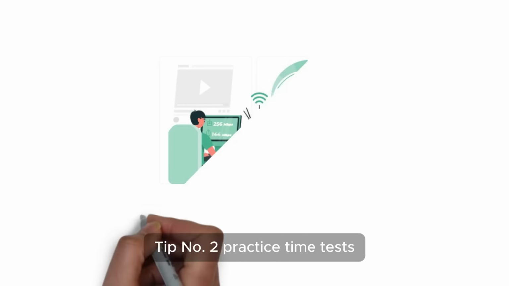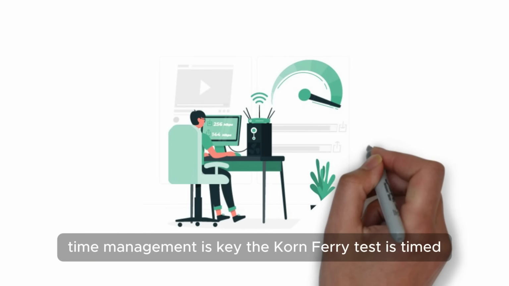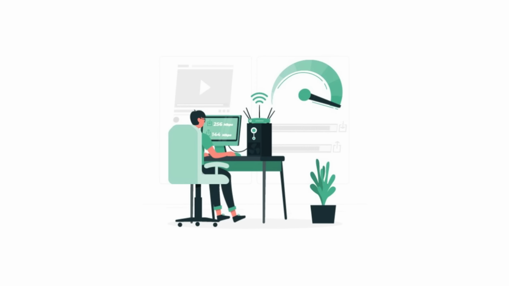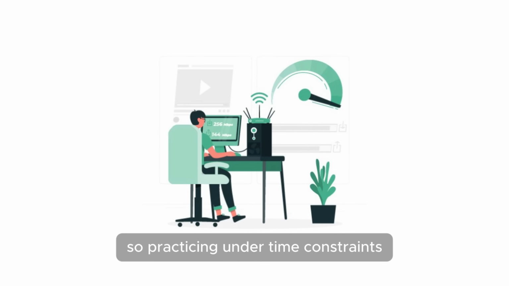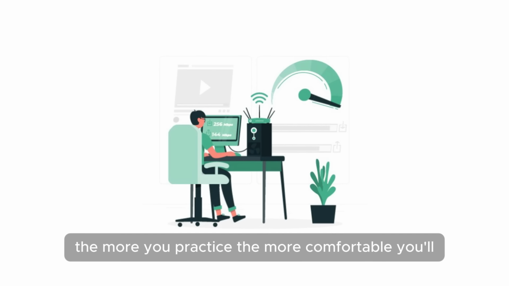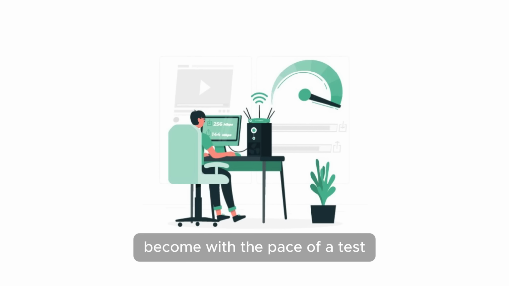Tip number 2. Practice timed tests. Time management is key. The Korn Ferry test is timed, so practicing under time constraints will help you improve both your speed and accuracy. The more you practice, the more comfortable you'll become with the pace of the test.